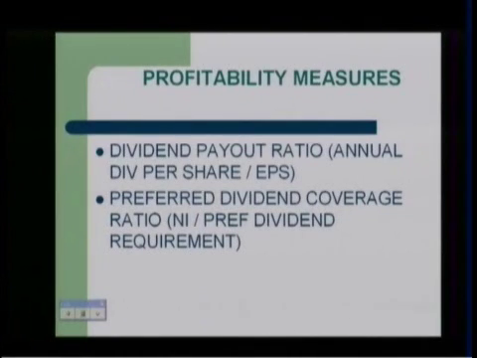And then finally, your preferred dividend coverage ratio. This simply is your net income divided by your preferred dividend requirement, and that tells you how many times your net income can cover the preferred dividend that you have to pay.